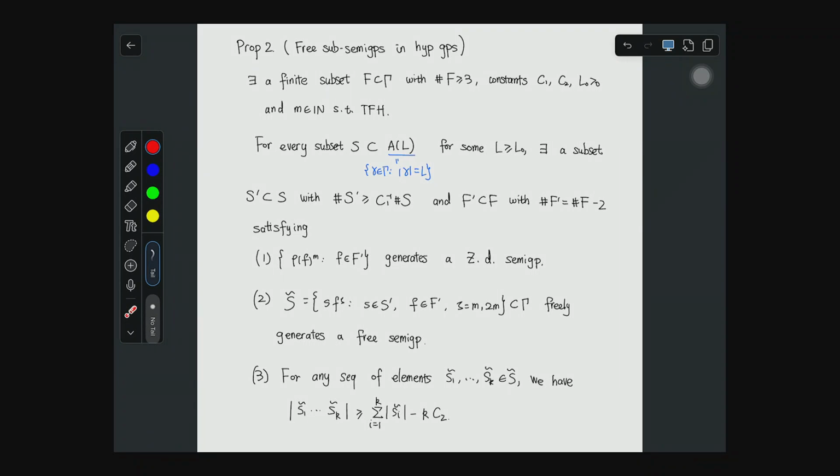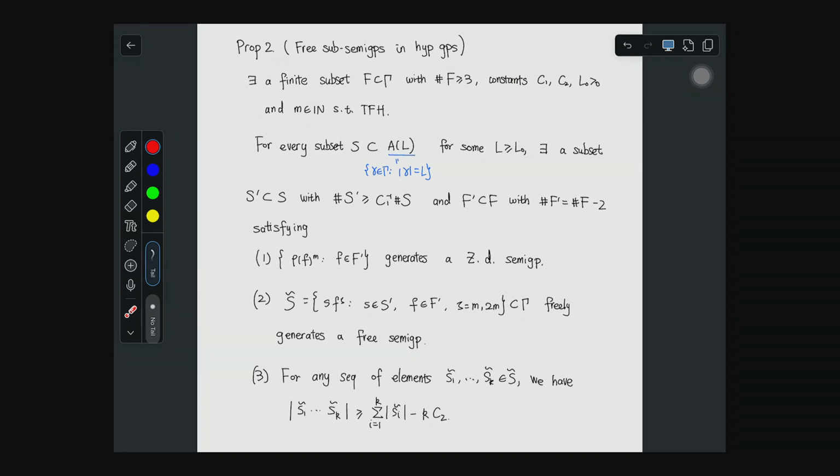Okay, so this is the statement of the theorem. Again, it is to construct a free sub-semigroup in a quantitative way. Now let me walk you through the statement. It says that I can find a finite subset in the group with cardinality greater than or equal to 3, and some constants C1, C2, L0, and some constant M, such that we have the following.